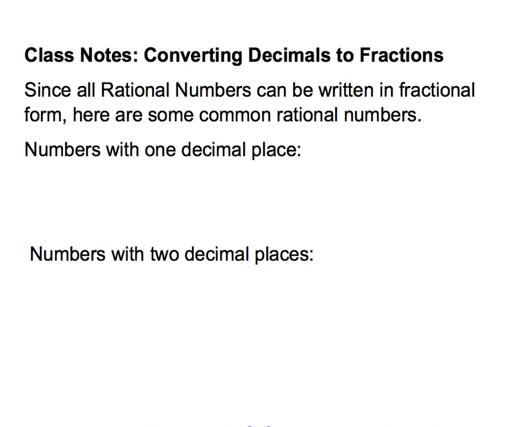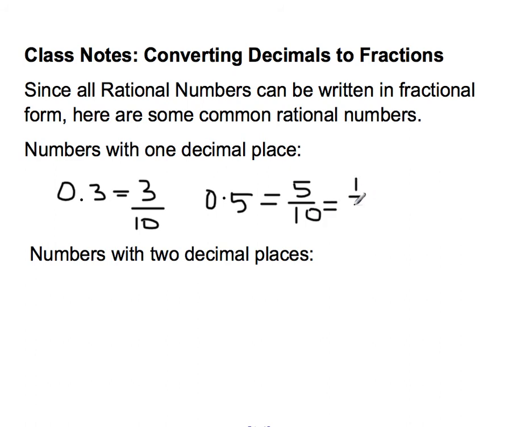So class notes, converting decimals to fractions. Since all rational numbers can be written in fractional form, here are some common rational numbers. So numbers that have one decimal place, if I want to write this decimal as a fraction, so one decimal place, decimal 3, I put those over 10. 0.5. Sorry, that's 0.5. So as you probably have guessed already, it's 5 over 10. And the answer needs to be reduced to 1/2.